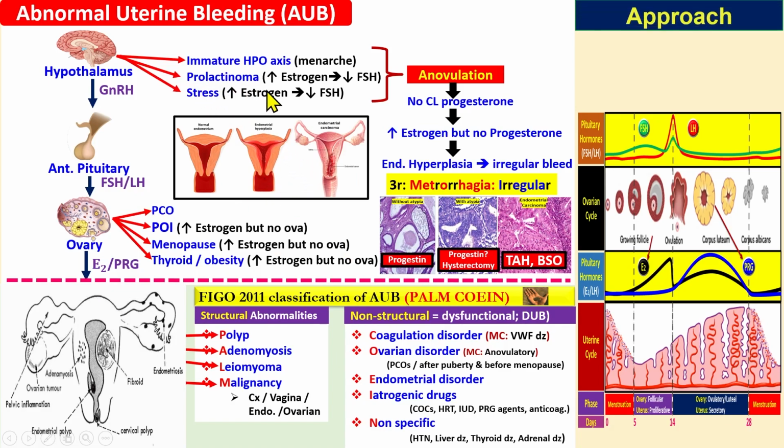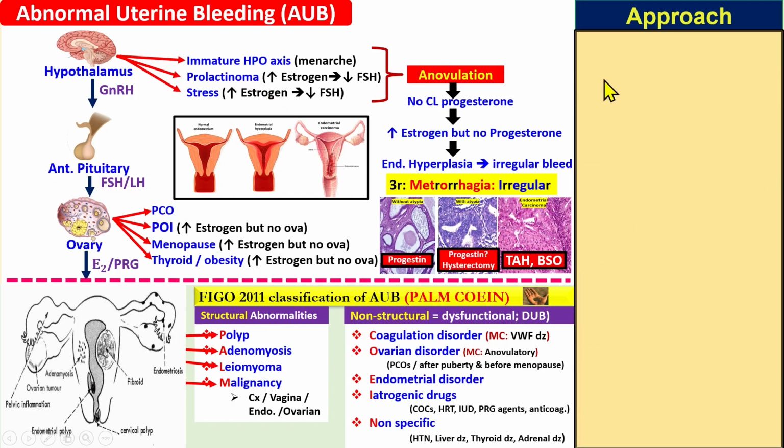So how should you approach abnormal uterine bleeding? First of all, take the history to find out the etiology. First of all, you should check the age, because there are different etiologies associated with age. So we will see later. And then the next question is about marriage, because sometimes sexual abuse or other problems can cause abnormal uterine bleeding.